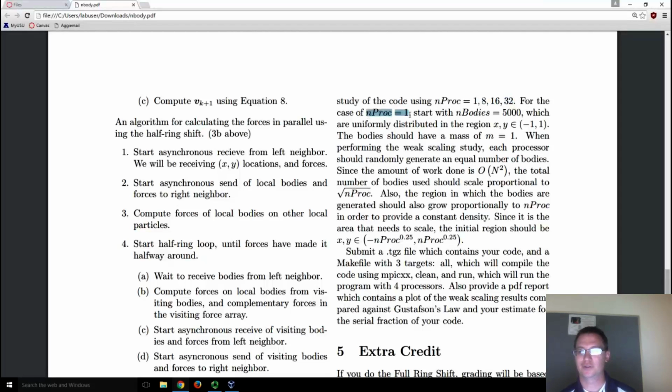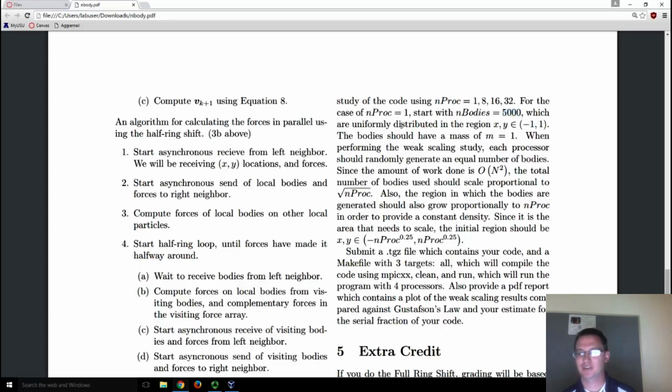So when you're doing 1 processor, actually I forgot to change that number. That number needs to be 2,500. I'll change that and repost this, because I actually haven't gotten around to the MPI part yet. I only got this working in serial.